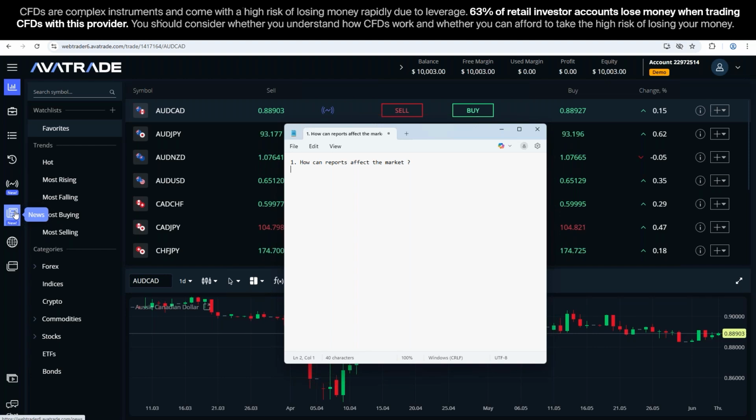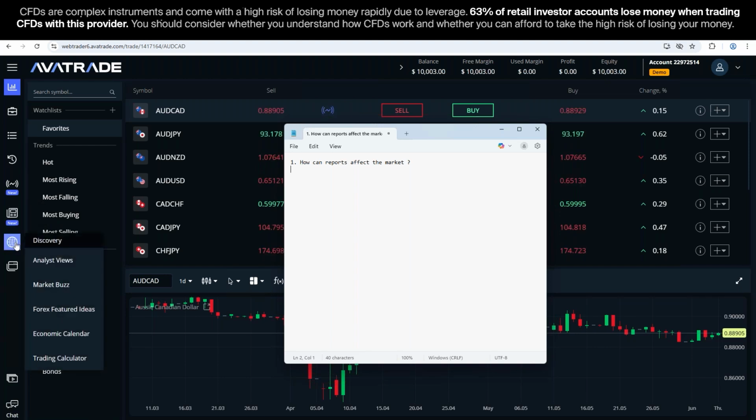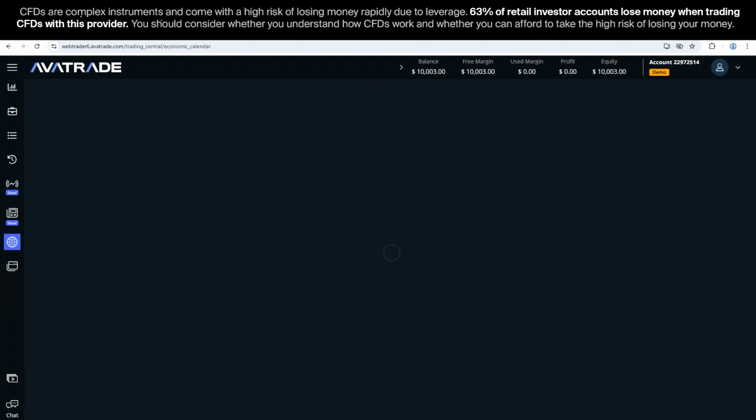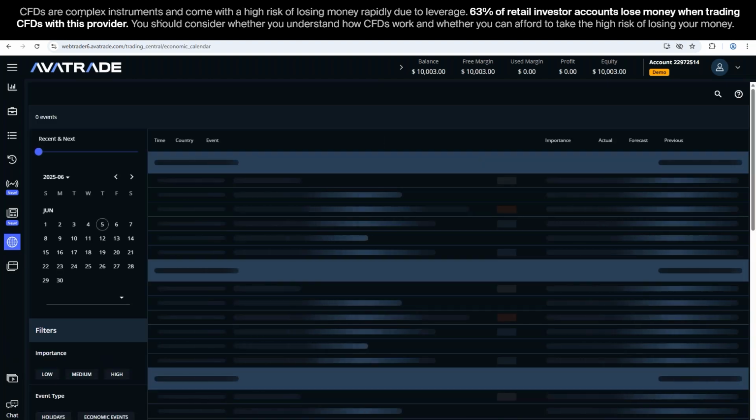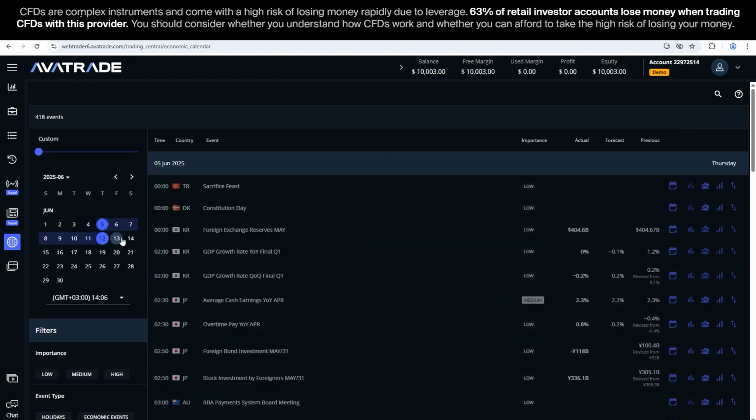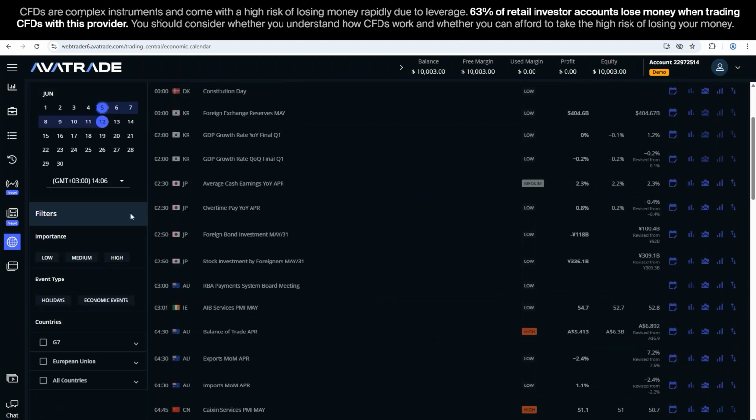So to define reports, we're going to go another icon down, and under discovery we've got a few menus here: analyze views, market buzz, forex features, ideas, economy calendar, and trading calculator. So we're going to select the one before the end, which is the economy calendar. And in the economy calendar, there are a lot of various filters which we can specify. Let's maybe clean the selection. Okay, nothing is selected yet, and that's great.